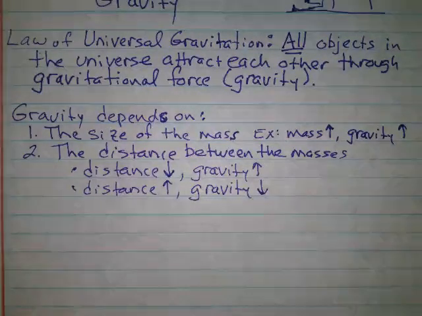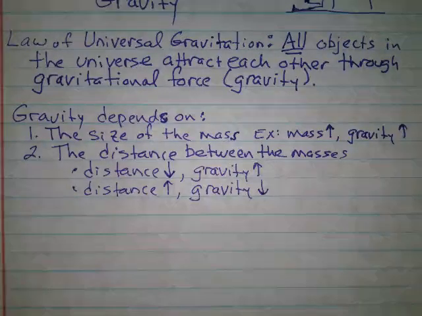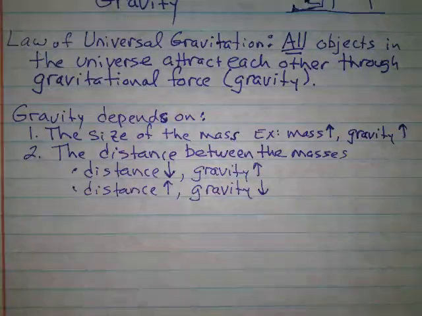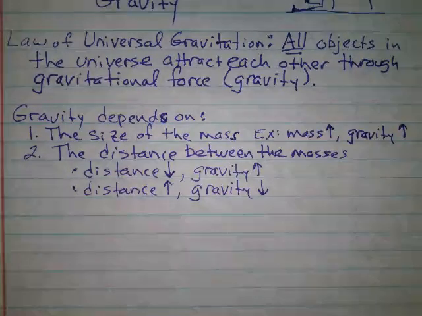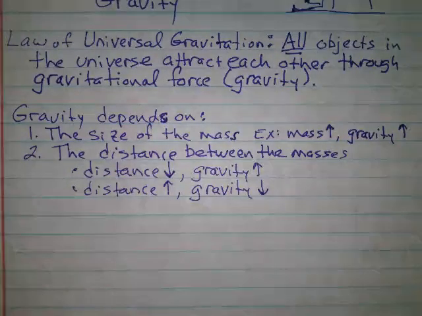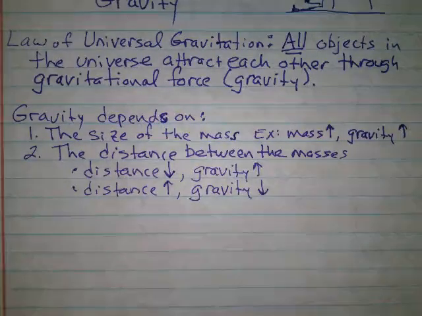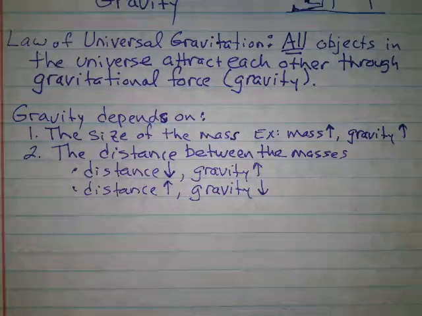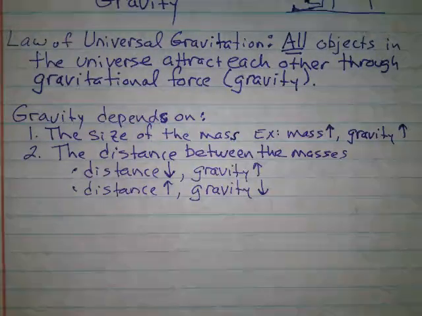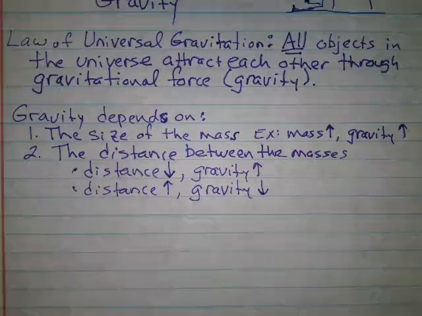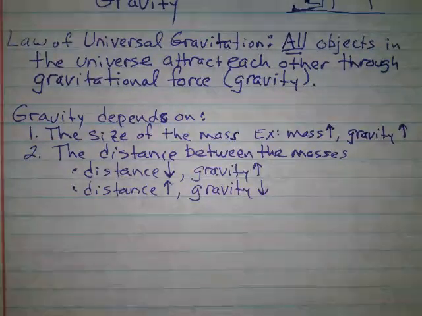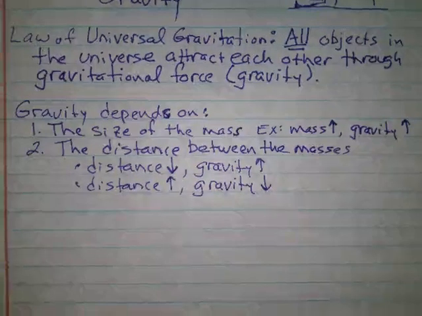So, the reason that we are attracted to the Earth and keep our feet on the ground is because the Earth is massive and is really close to us. The reason that we don't get sucked off into our huge sun is that although it's massive, it's a long ways away, and it keeps us from flying out that way. So gravity depends on the size of the mass and the distance between the masses. So that's really important to know.